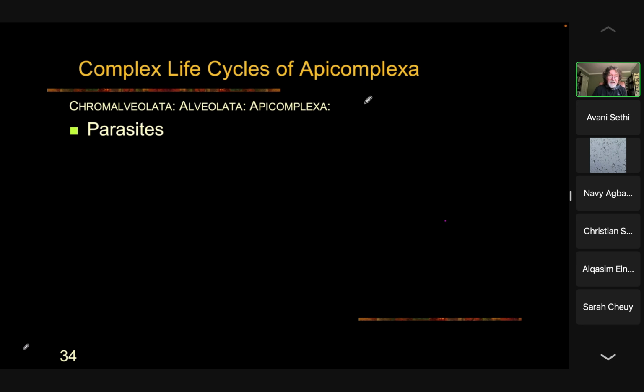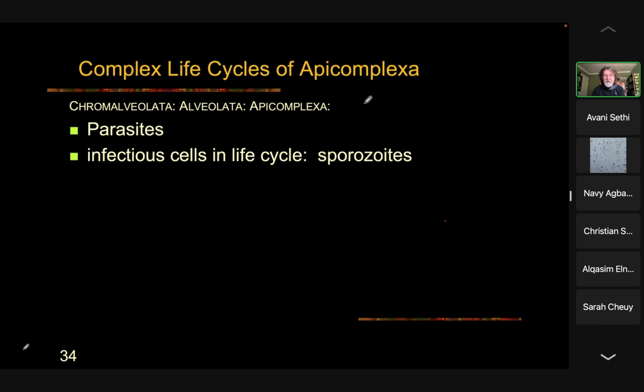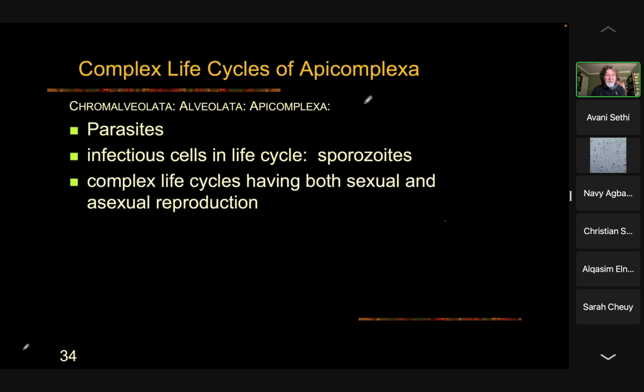So these are all parasites, and of course the infectious part of the life cycle is a form called sporozoites. It's a sporozoite that has that apical structure for penetrating into the cells which they invade. And so the life cycle includes both sexual and asexual phases, and I'm illustrating this. Also, different genera of these apicomplexans don't have exactly the same complex life cycle. They all have complex life cycles.